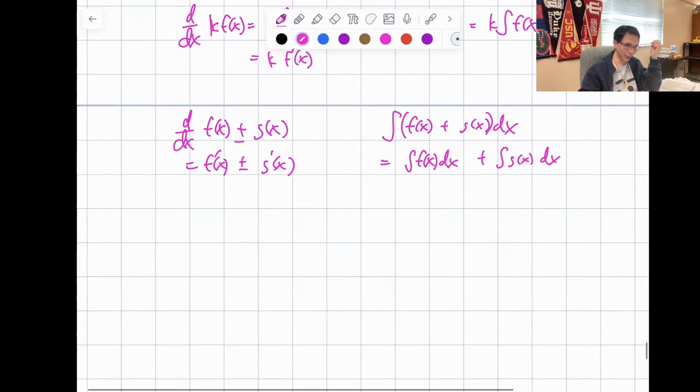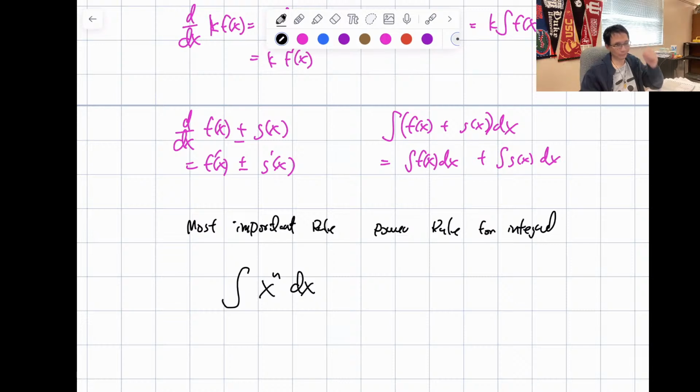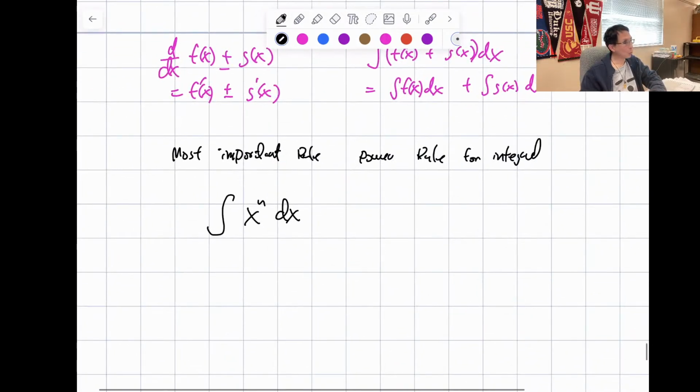Okay, now we're going to come down to the most important rule today. So this is the most important. It's called the power rule. You always did the power rule before, except this one's a power rule for integrals. So what if you have the integration of x to the n dx? What do you think it's going to be?